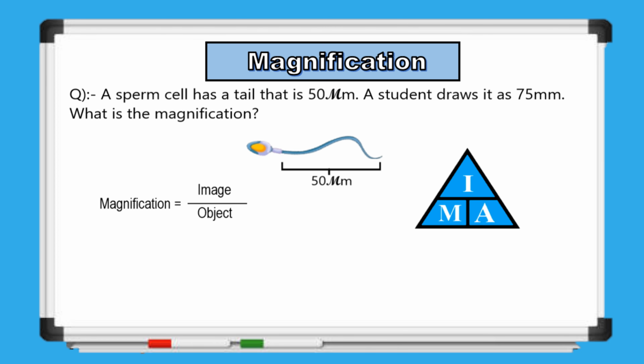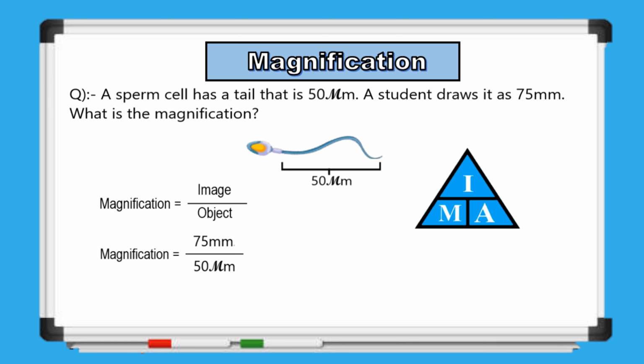The first step is to remember the basic magnification formula. Magnification equals image size divided by actual size. Alternatively, we can use a magnification triangle, where each side represents a different variable: I for image size, M for magnification, and A for actual size. To calculate the magnification, we need to know both the image size, which is the size of the drawing, and the actual size of the sperm cell's tail.